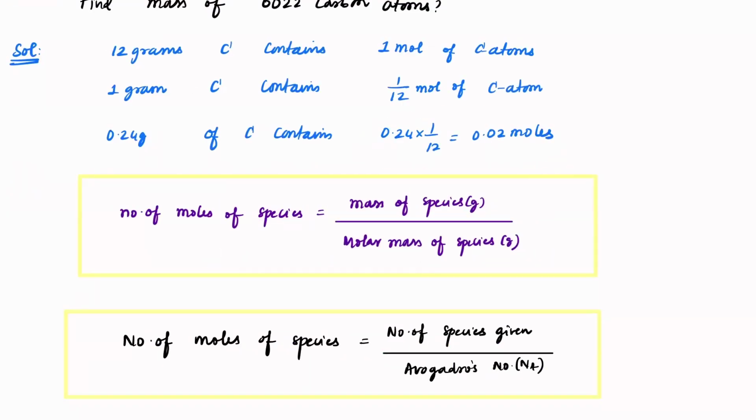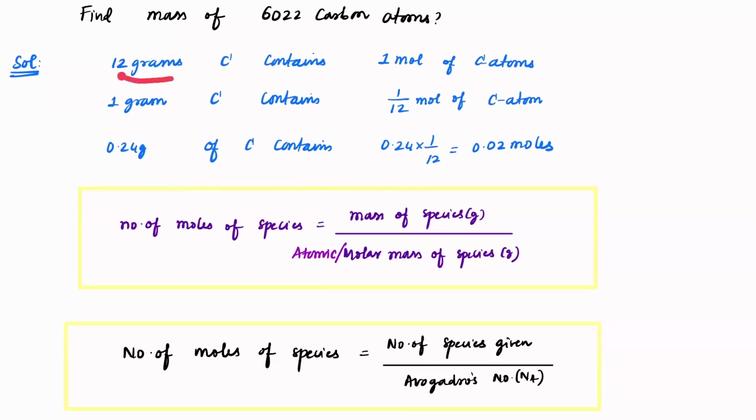That is, if I want to calculate the number of moles of any species, I would simply use their mass, what is the given mass of the species, upon the molar mass or the atomic mass. I can use the term molar mass or atomic mass of the species. And what is that atomic mass in this case? For example, 12 grams is the atomic mass of carbon. That is the mass which 1 mole of that atom consists of.